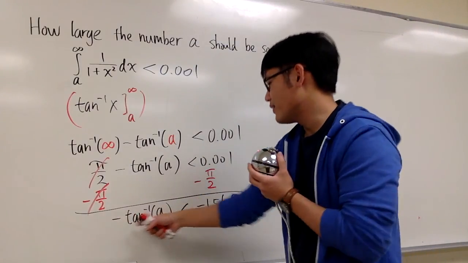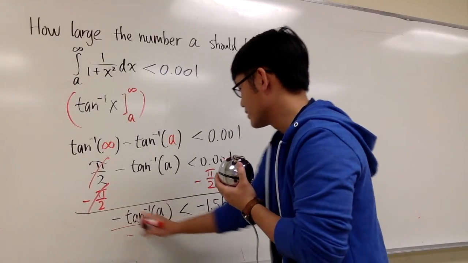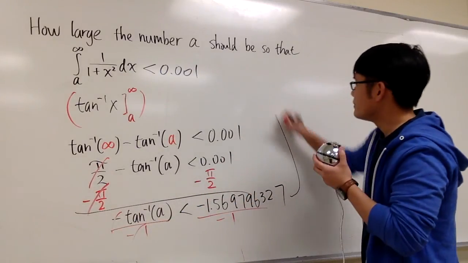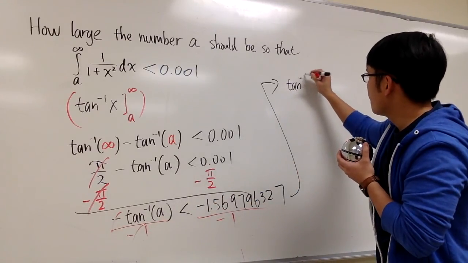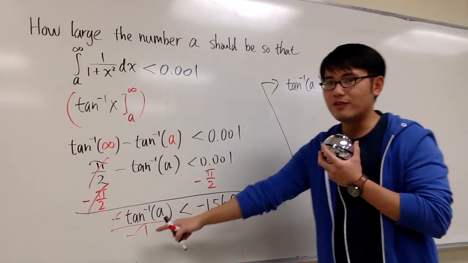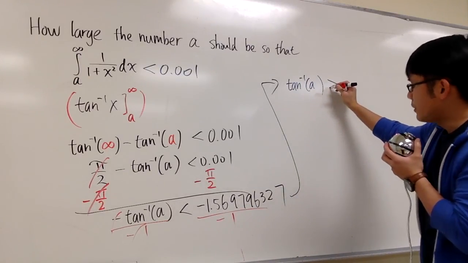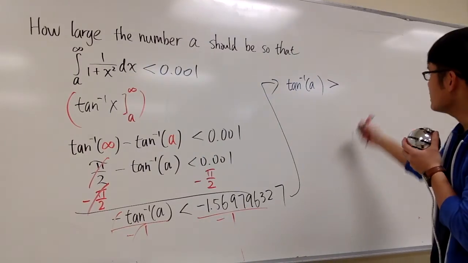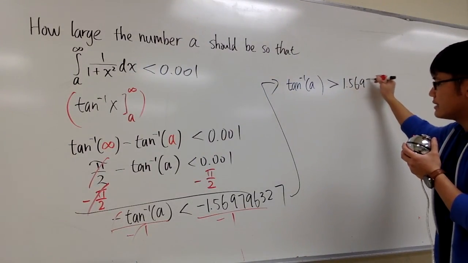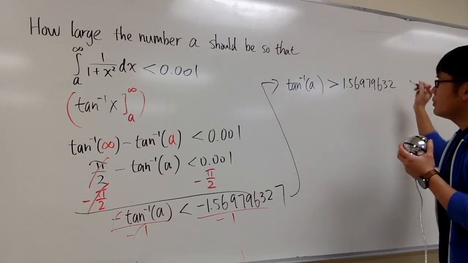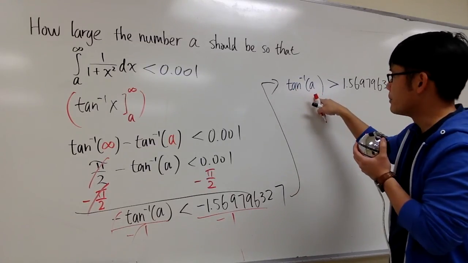Okay? And then what do we do next? Well, we have negative arctangent. Let's divide both sides by negative 1. So the negative cancels, and we have the inverse tangent of a. Because we divide by a negative number on both sides of the inequality, we switch it. So it has to be bigger than, and this turned out to be positive 1.569796332. And now what? Well, this is the inverse tangent of some number a.